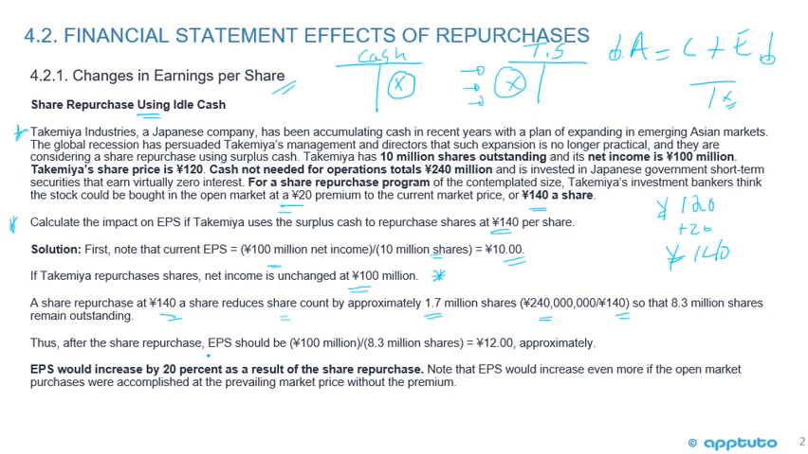So after the share repurchase, the earnings per share would be the 100 million. Again, that did not change. Your net income did not change because you're just using surplus cash, divided by the 8.3 million shares. So your earnings per share would be approximately 12 yen. Originally it was 10 yen earnings per share, and now it's 12. So the earnings per share would increase by 20% as a result of the share repurchase. Note that the earnings per share would increase even more if the open market purchases were accomplished at the prevailing market price without the premium. Remember, the prevailing market price was 120 yen, but they had to add the 20 premium, so they were buying back the shares at 140.